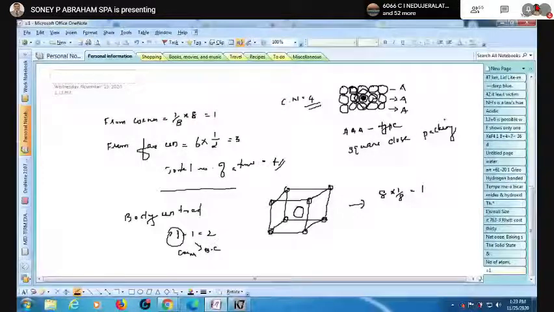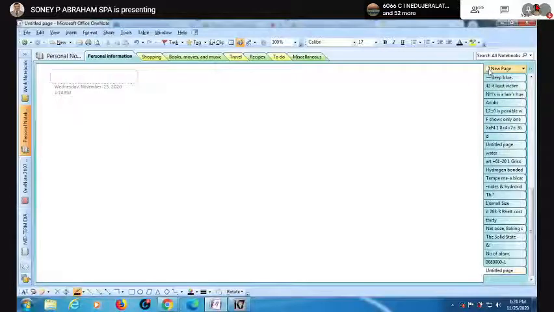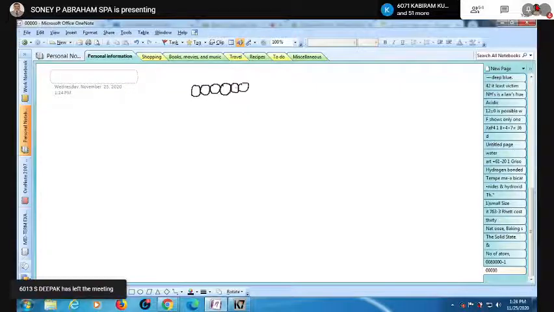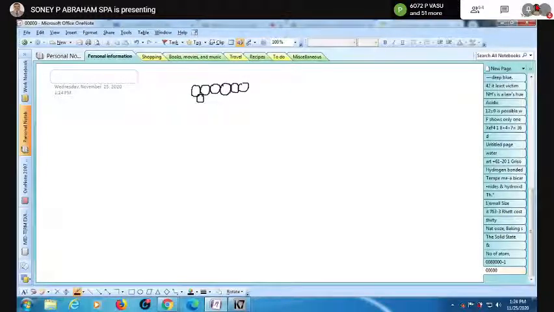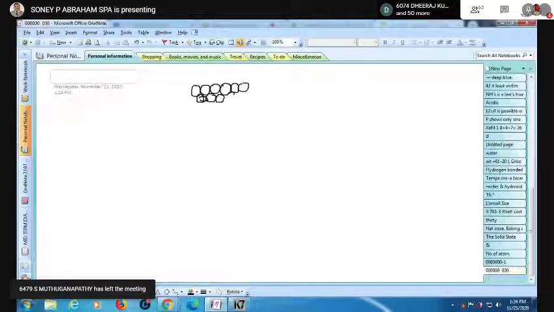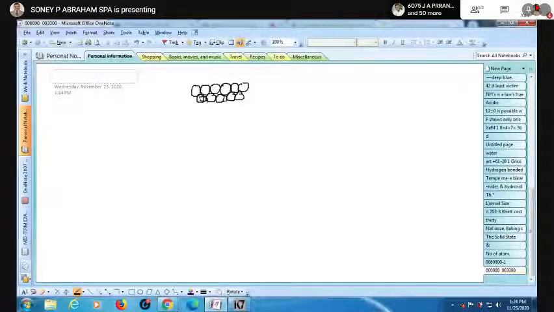Now, another way in which 2-dimensional arrangement is possible is like this. You have one row of spheres like this, and the second row is placed in the depressions of the first, exactly aligning with the first row, but it is placed in the depressions of the first row, and each and every atom should be in contact. And if I place a third row, the third row should be in the depressions of the second row. Third should be in the depressions of the first row.